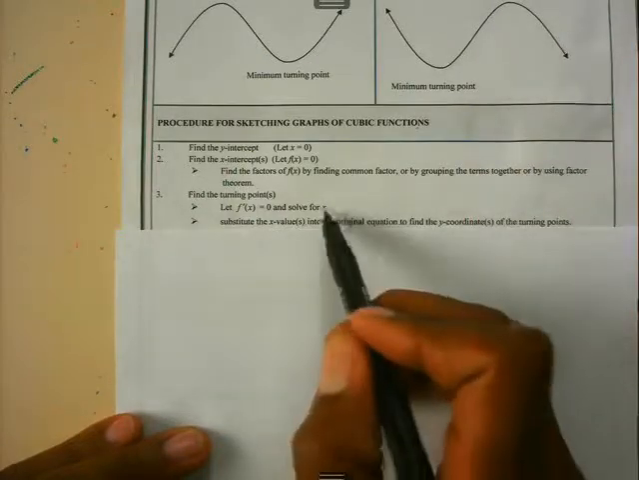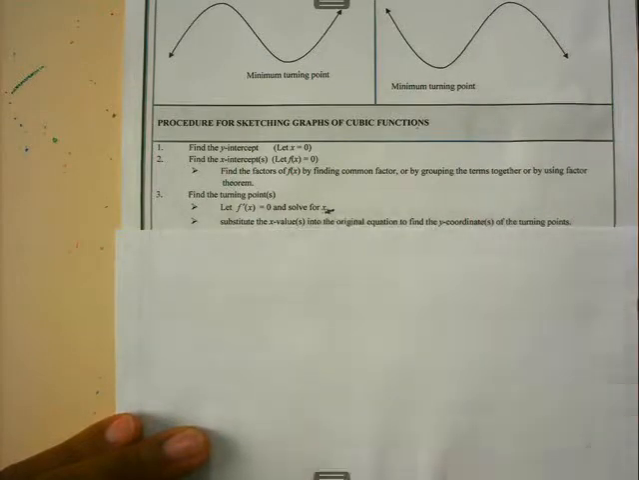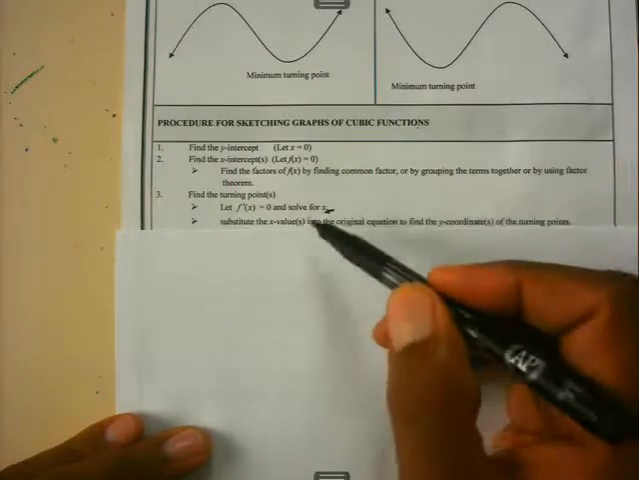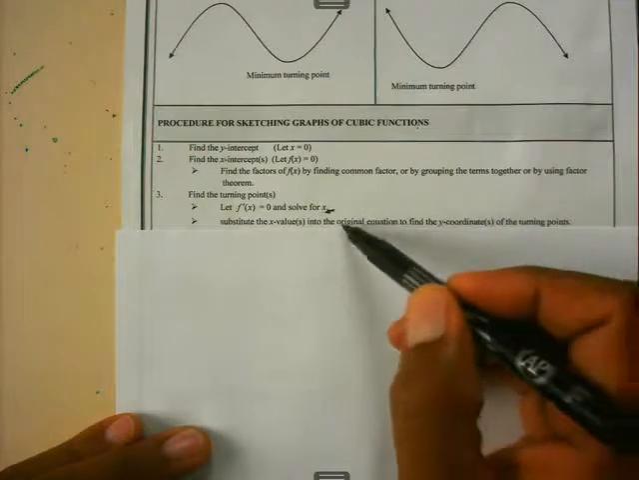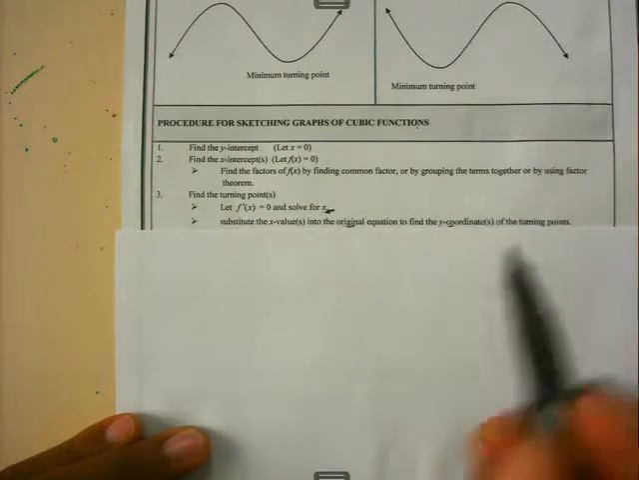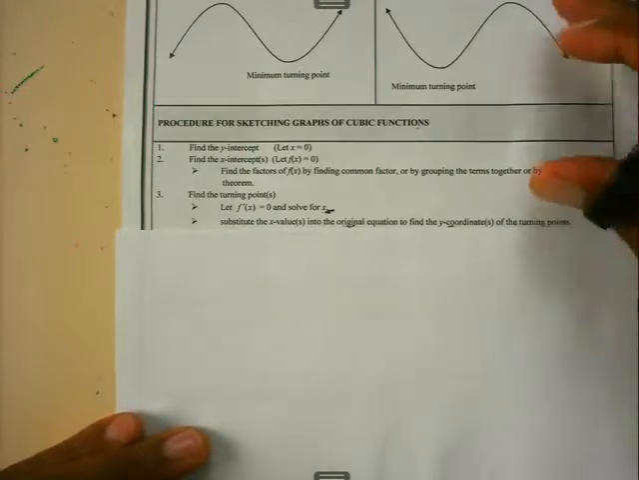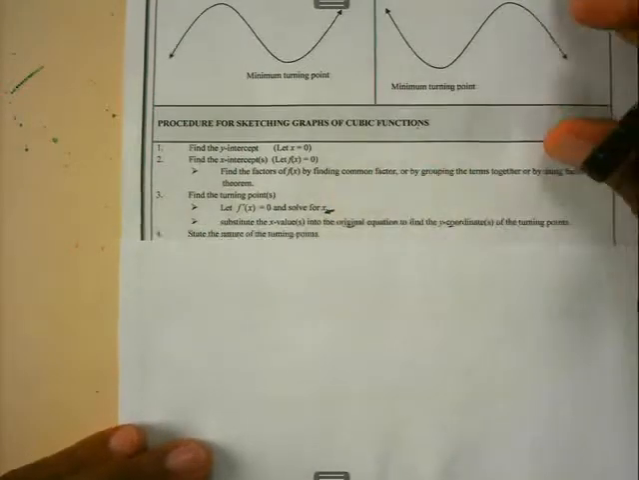It means from this one here, we will have the x coordinate of the turning point. Once you have the x coordinate of the turning point, you substitute x in the original equation to find the corresponding y value. Boys and girls, from these two, you will have the coordinates of the turning points.